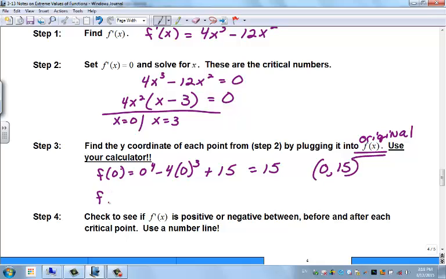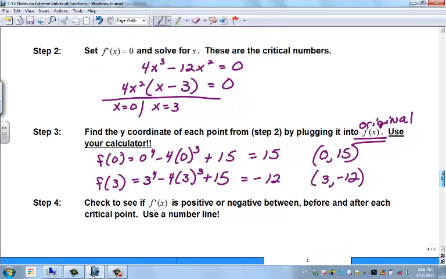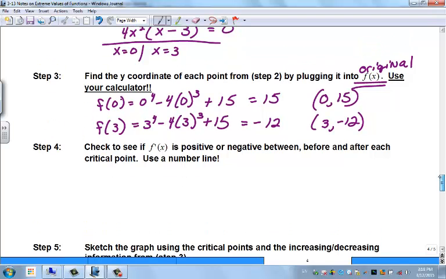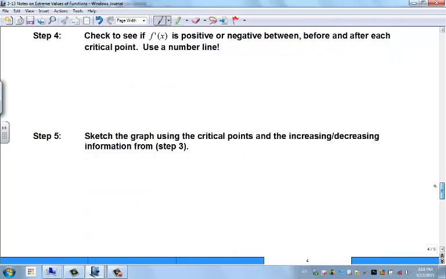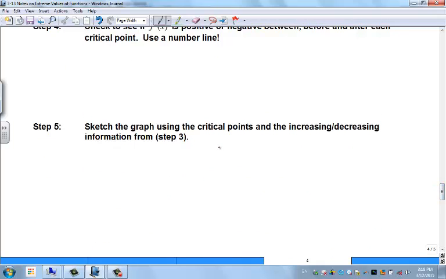The other point, f of 3, is equal to 3 to the 4th minus 4 times 3 to the 3rd plus 15, which is equal to negative 12. So next point, 3, negative 12. So those are the only 2 points we have. So well, now when we go to do our actual graph, we're going to do it down here. All right, so we've got 2 points already on our actual graph.